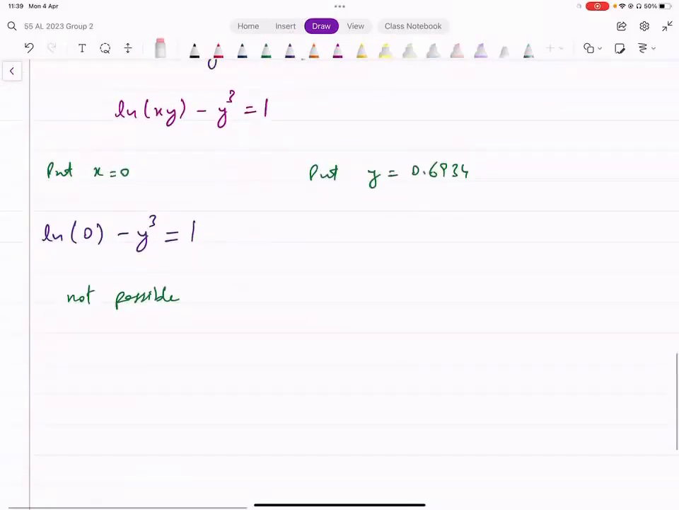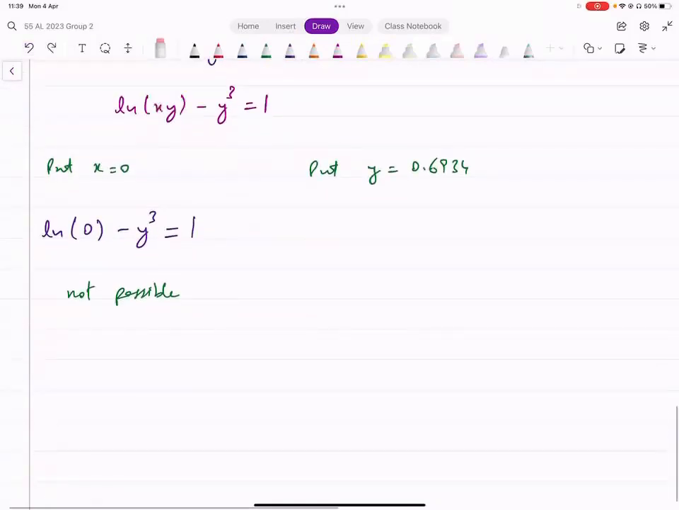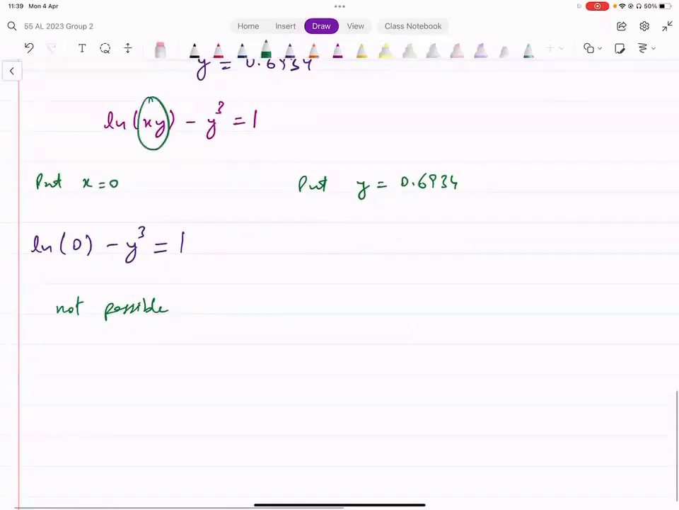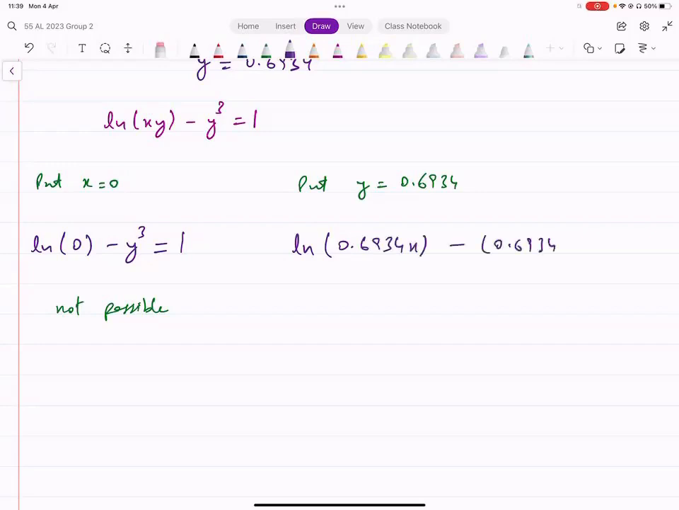Right? Because जब x equals 0 input करते हो, आपके पास log के अंदर 0 आ जाता है. So ln 0, x की value 0 के ऊपर, you don't get any corresponding value for y. Is that okay? x equals 0 पे कोई value y नहीं मिल रही हमें. y equals 0.6934 input करते हैं. 0.6934 into x minus 0.6934 cube equals 1. Now we can try to find the value of x from here.